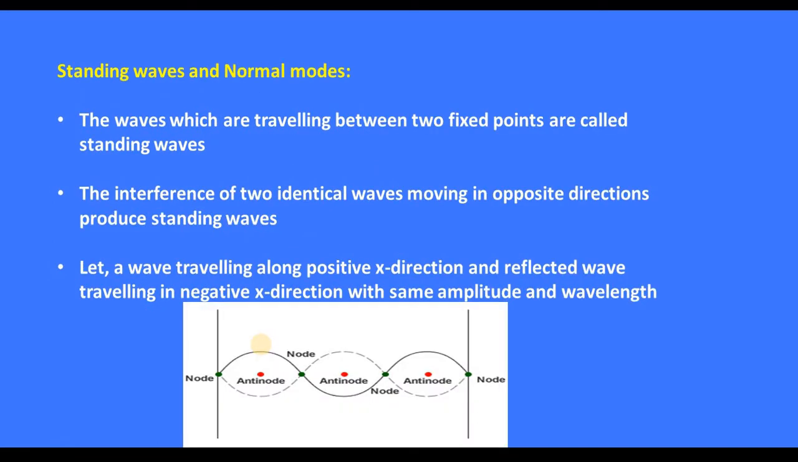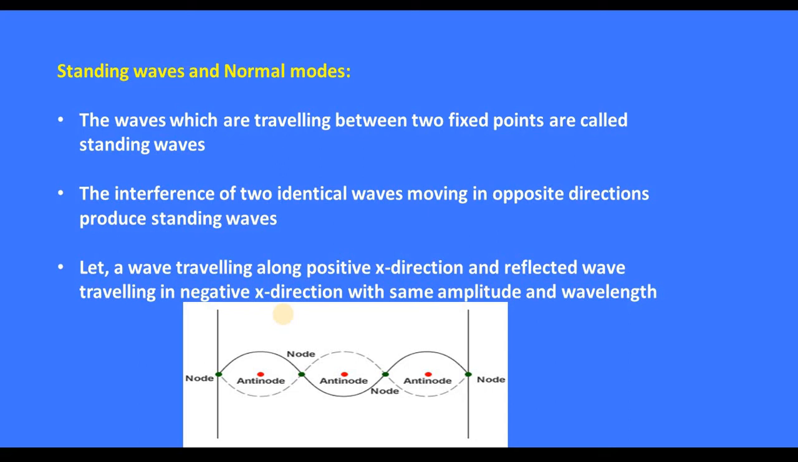So coming to standing waves and normal modes. What is the meaning of a standing wave? Standing waves are the waves which are traveling between two fixed points. That means when the wave starts from a point A, for example, if you observe in this diagram, the first point is a node and the ending point is a node. These two are the fixed locations, and between these fixed locations a wave is transferred. The wave starts from the left side, travels in the positive direction, then in the negative direction, and finally travels in the positive direction and reaches the position.